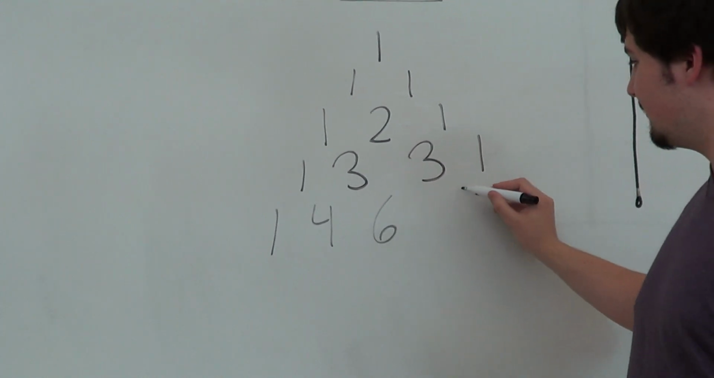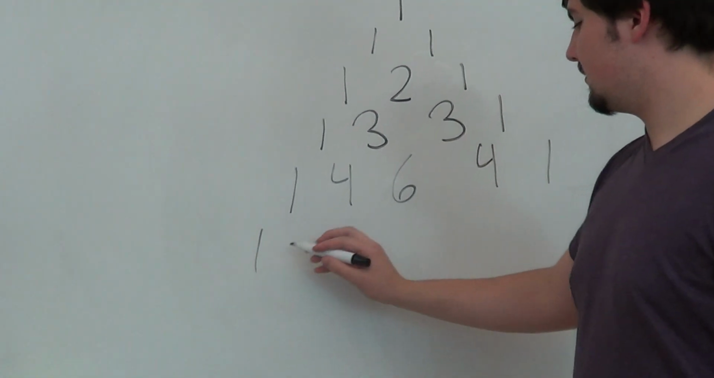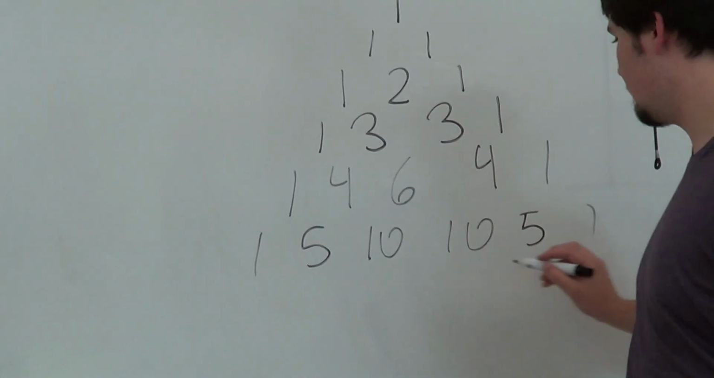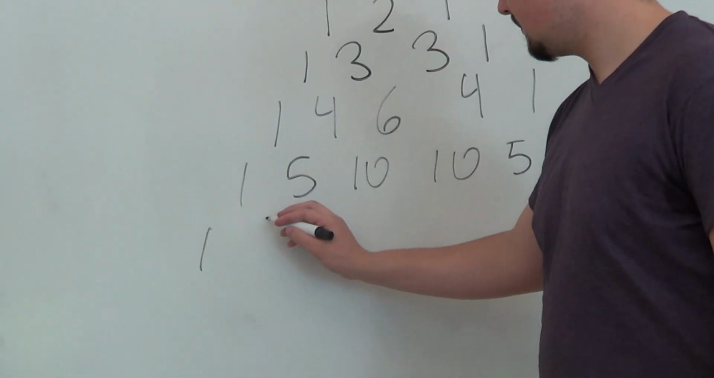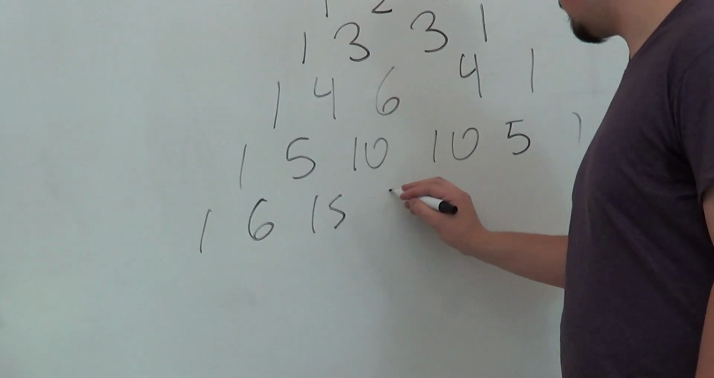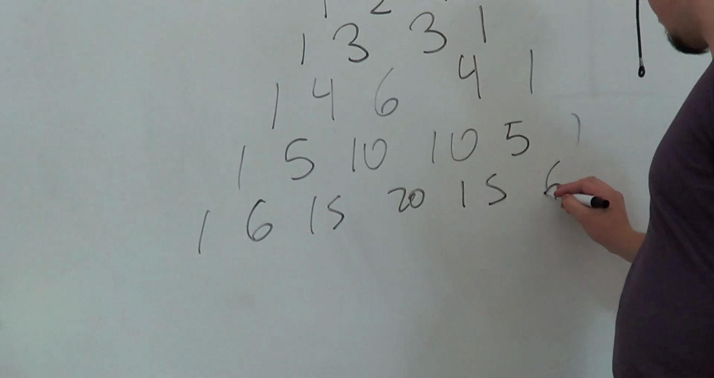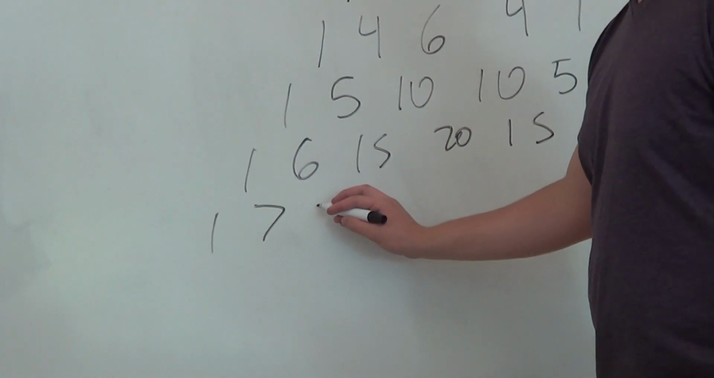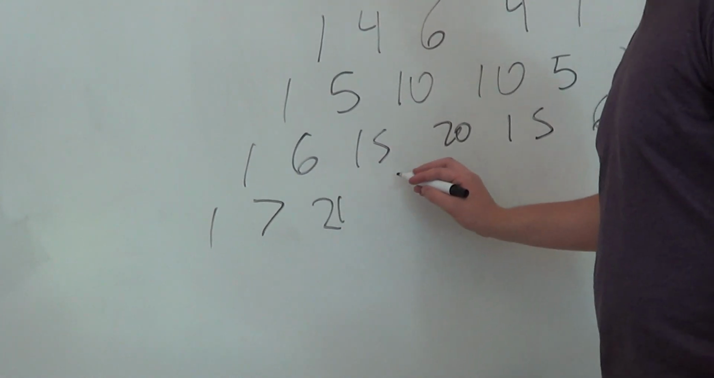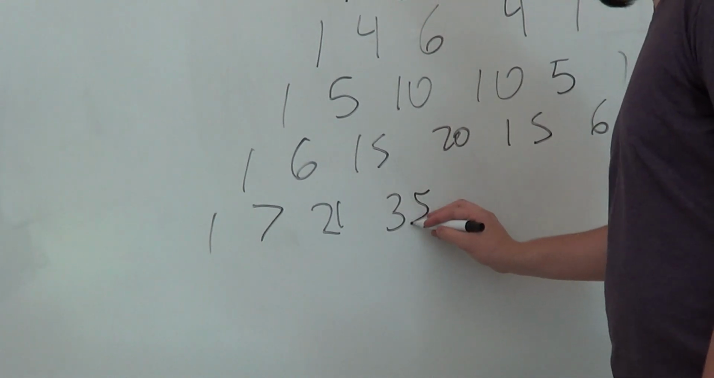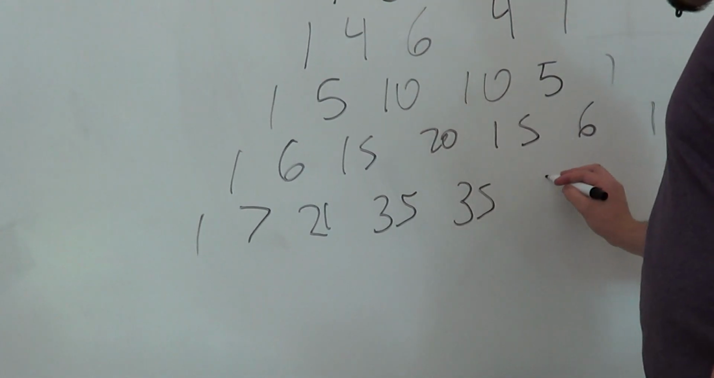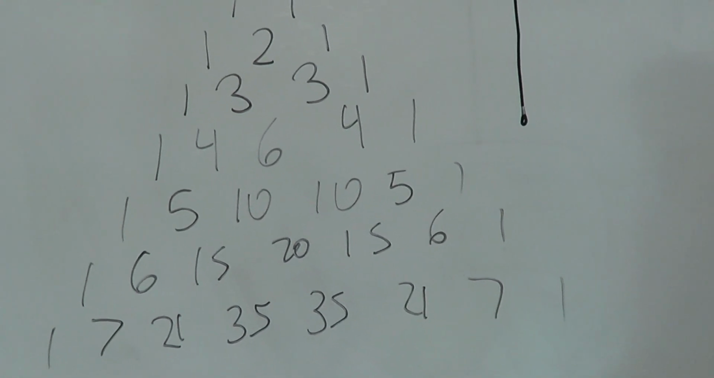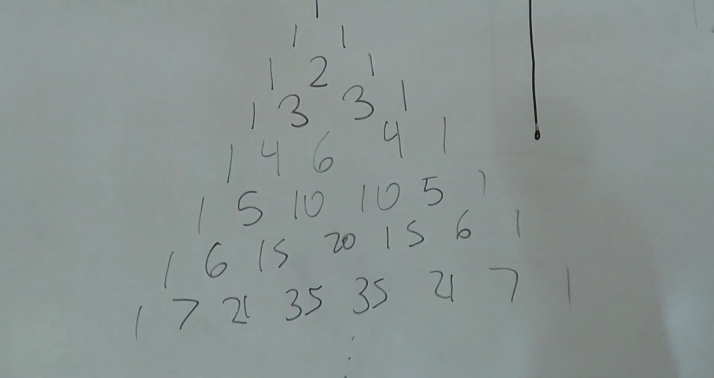6. 4. 5, 10, 10, 5. And it's going to repeat. 6, 15, 20, 15, 6. 7. 21. Then that's 35. Then 35. 21. 7. 1. Okay. What about the next one? Oh my goodness. You'll just have to borrow my program.